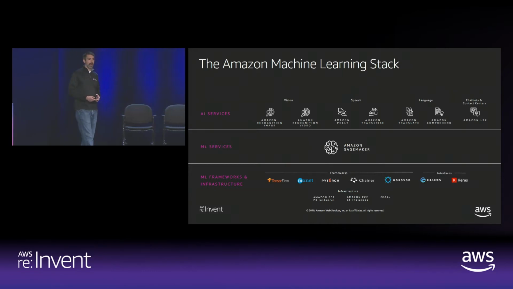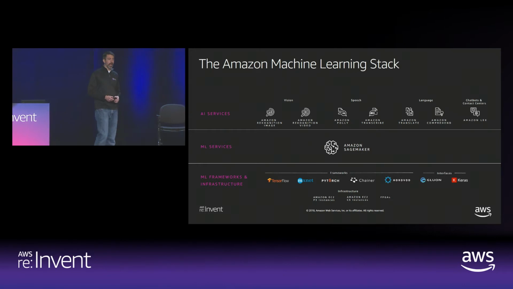But a lot of times people have machine learning challenges that are outside of any of these domains. And that's why we've created that second layer, which is Amazon SageMaker, our machine learning platform that allows you to build and train your own machine learning models, whether they be in a domain that's outside of the ones of the AI services, or whether they be just a very customized version of something in the vision or speech or language domains. And then those are resting on the more foundational layer of ML frameworks and infrastructure.